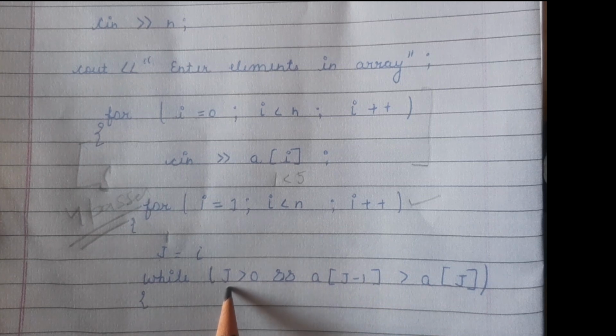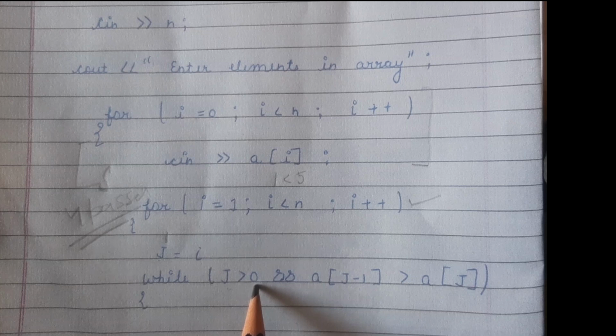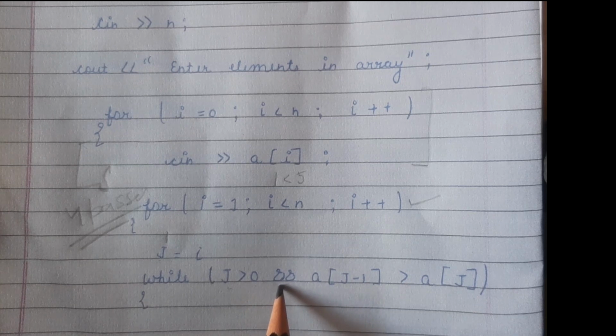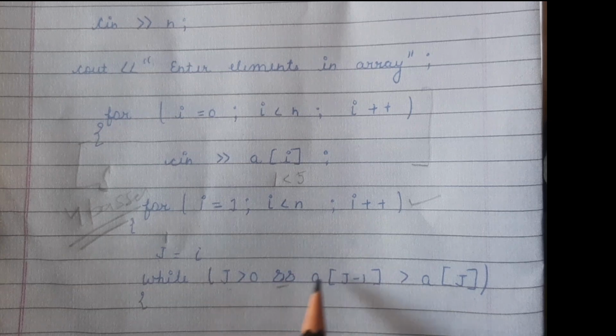So that's why I give the condition j greater than 0. And here the and operator is required. Two ampersands are used because I have to combine these two conditions. There is no need to write j greater than or equal to 0 because here I am writing a of j minus 1. So equal to 0 is not required, because 1 is greater than 0 and 1 minus 1 becomes 0. If you write equal to 0 here, this index becomes minus 1, and a minus 1 index does not exist. That's why I write j greater than 0.